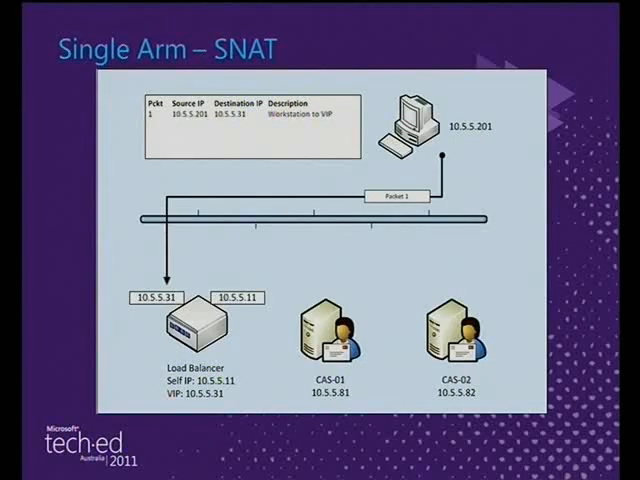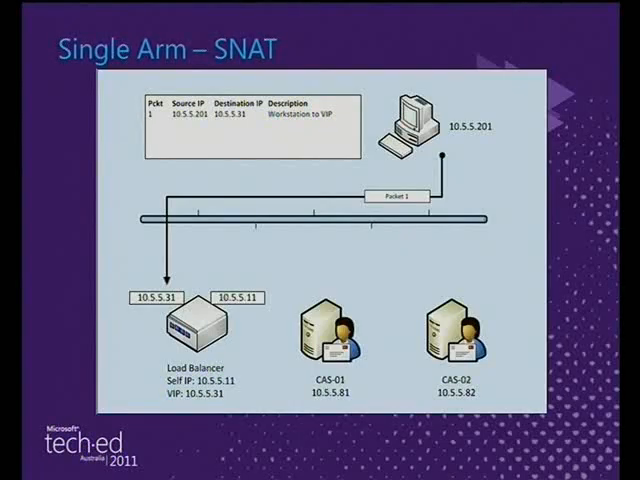In essence, we only have one interface attaching to that network subnet. We've got clients also on the 10.5 network. So the client sends a packet to the virtual IP address. This could be an OWA request or an Outlook request, for example. That IP packet has a source IP of the client, 5.201, and a destination IP of the virtual IP address that it resolved in DNS from mail.contoso.com and got 10.5.5.31.